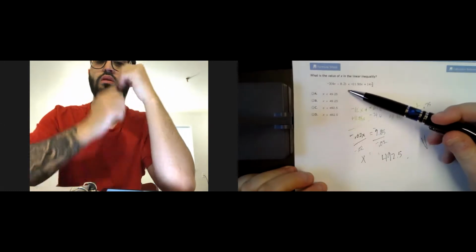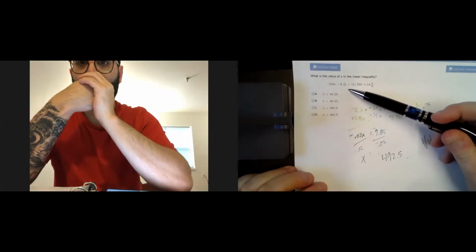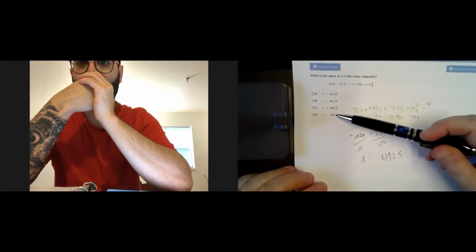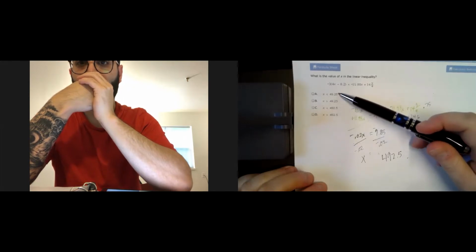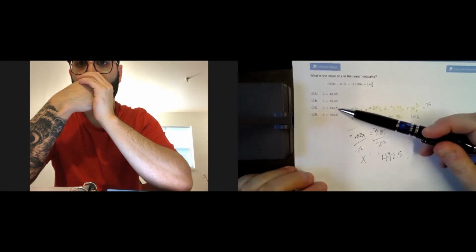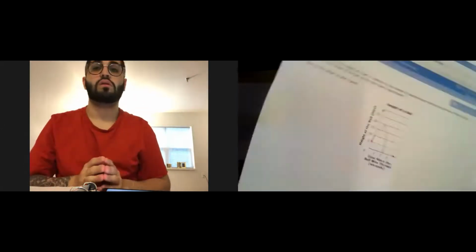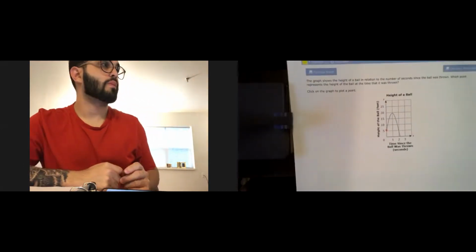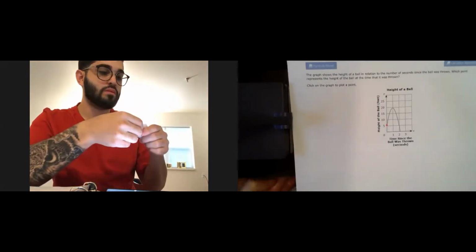Okay. Which is this, because this inequality stays the same in the answer. So you know it's not that one, and you know it's not that one. But we got the 492.5, so it is C. And they like these bouncing ones with the graphs.